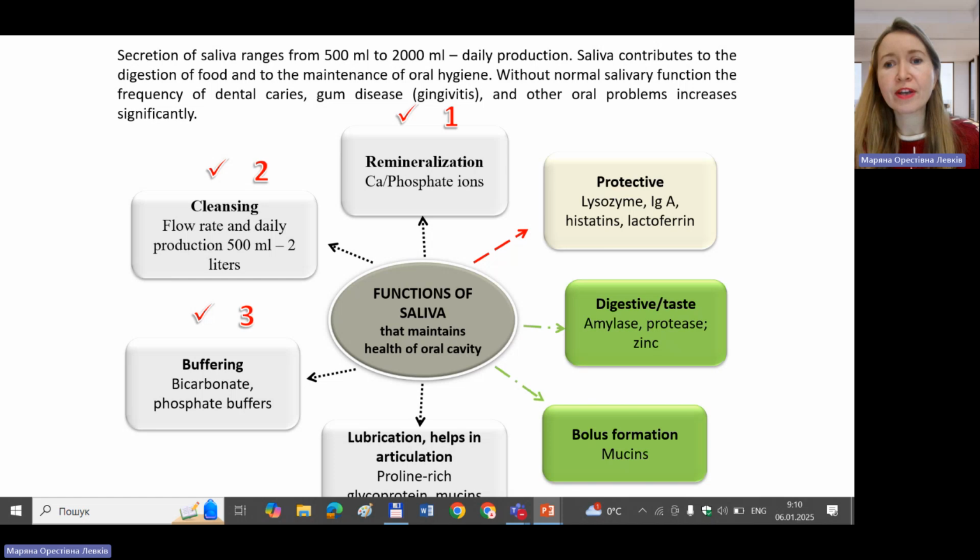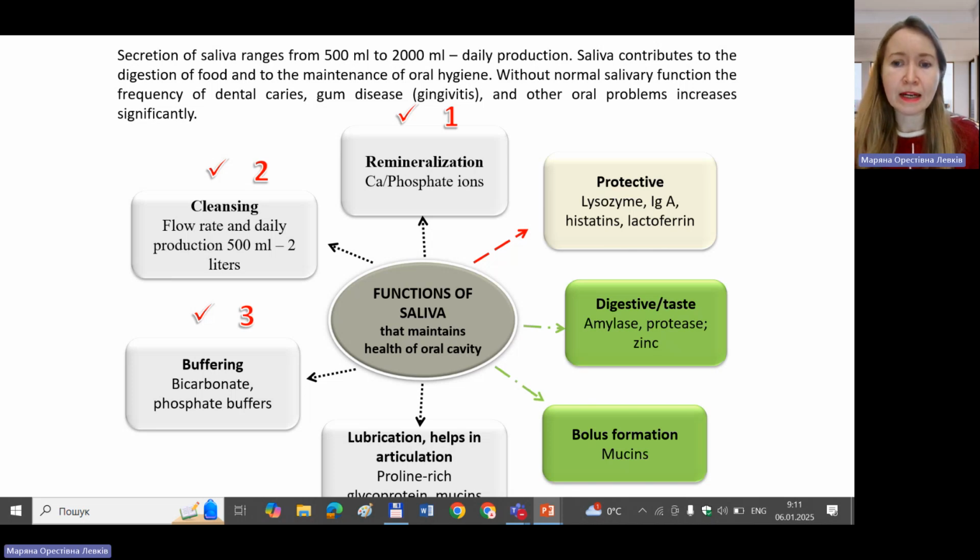Secretion of saliva ranges from 500 milliliters up to 2000 milliliters. Saliva contributes to the digestion of food and to the maintenance of oral hygiene. Without normal salivary function, the frequency of dental caries, gum disease, and other oral problems increases significantly. This diagram represents the most important salivary function that maintains health of the oral cavity.